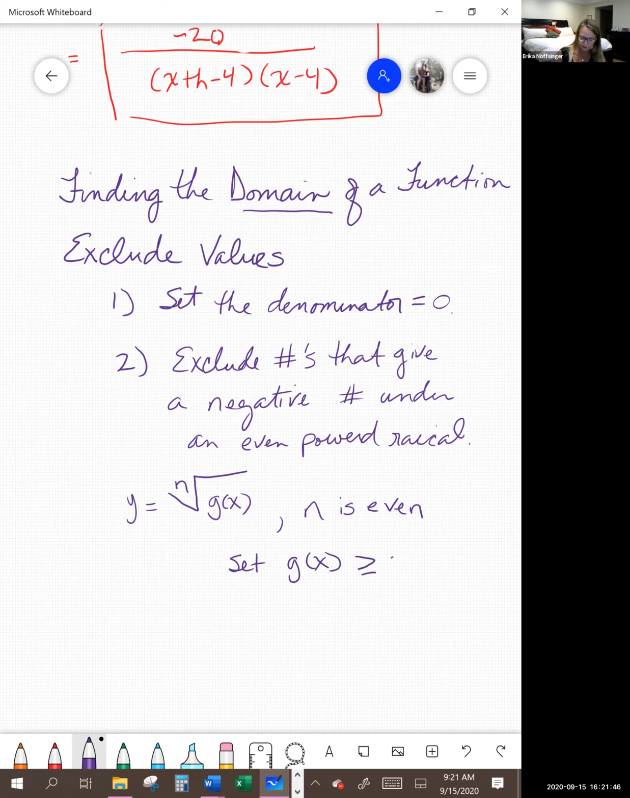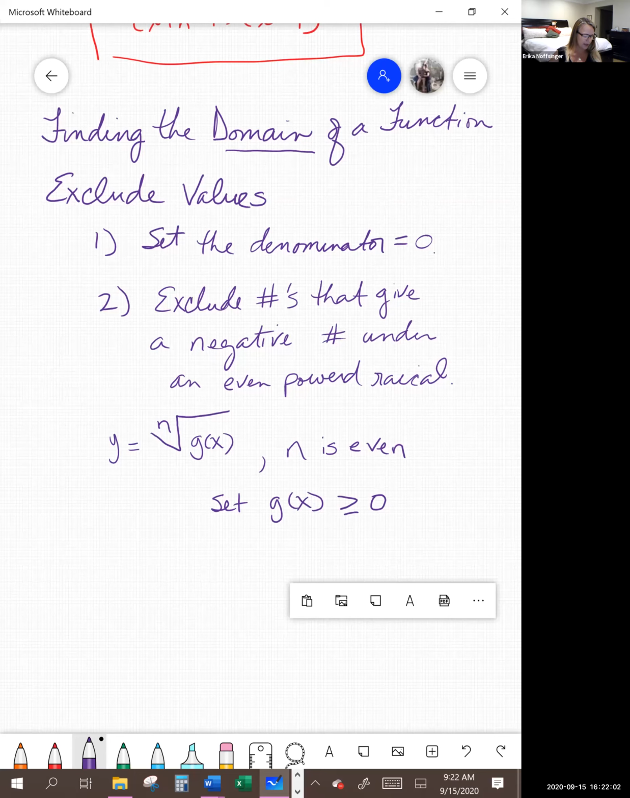And then later on, we'll be looking at excluding values when we're dealing with log functions. But right now, we're not doing logs, so we'll skip that. So really, right now, the only things we have to worry about is if you have a rational function, with variables in the denominator, you have to exclude those numbers that set it to 0, or if you have a radical. If there's no variable in the denominator and there's no radical.